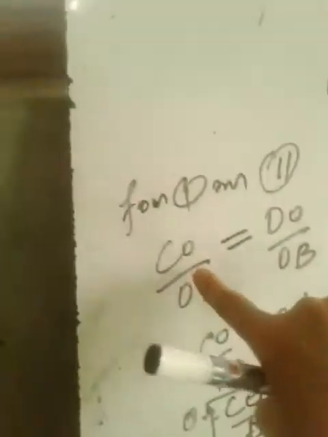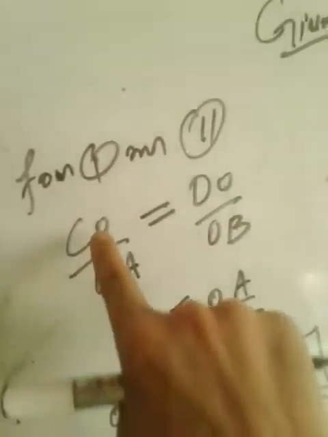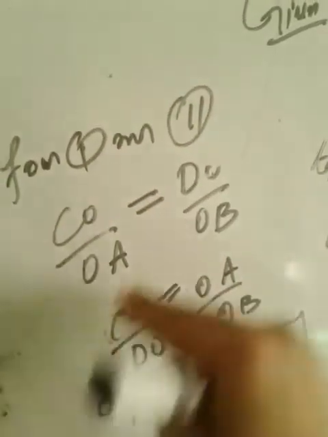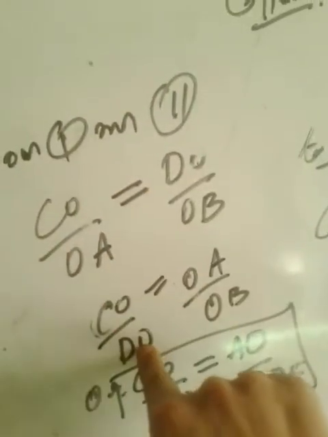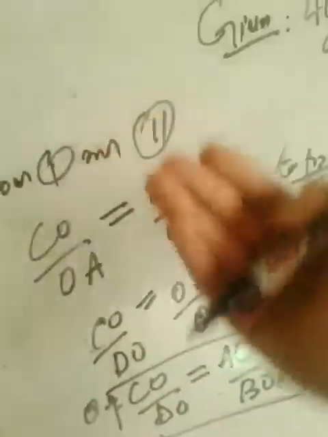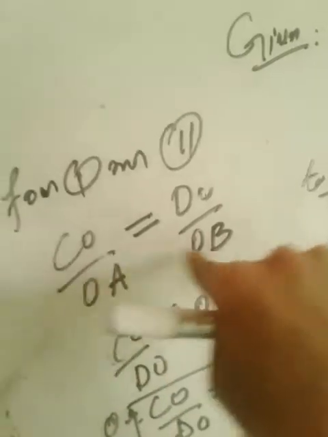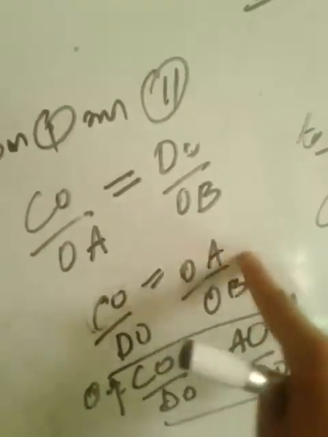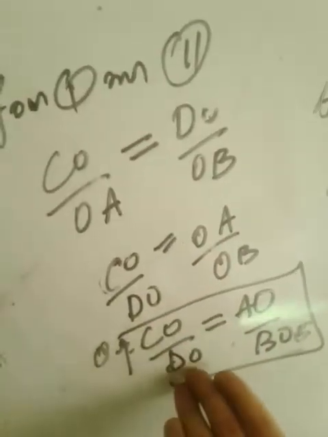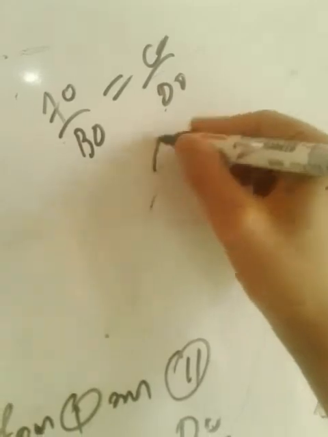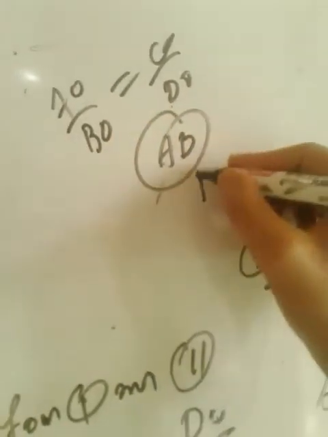Again I will explain what we did here. We divided throughout by DO, and with the help of cross multiplication we took AO to the numerator on this side. So we got CO by DO equals OA by OB, or CO by DO equals AO by BO. Why? Because if you name a side AB, you can name it BA also. There is no harm in this.